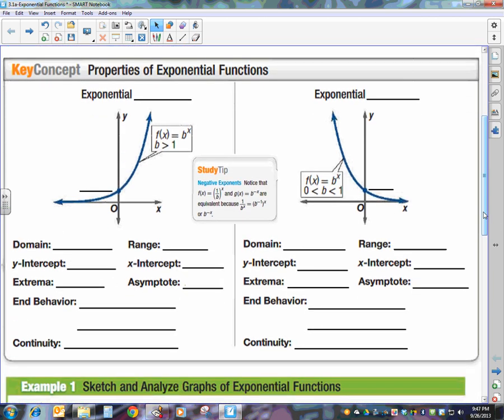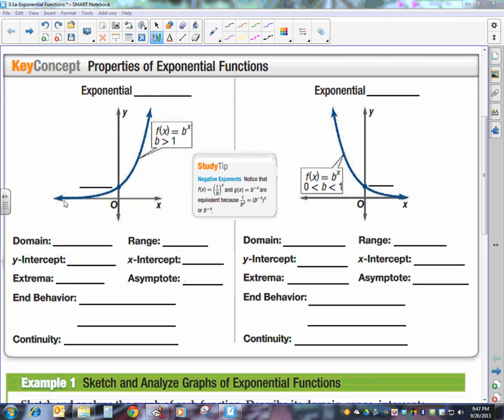First off, it is an exponential function, and the difference between the exponential function and what we talked about earlier, which was our power function, is now we have the variable in our exponent instead of in the base.